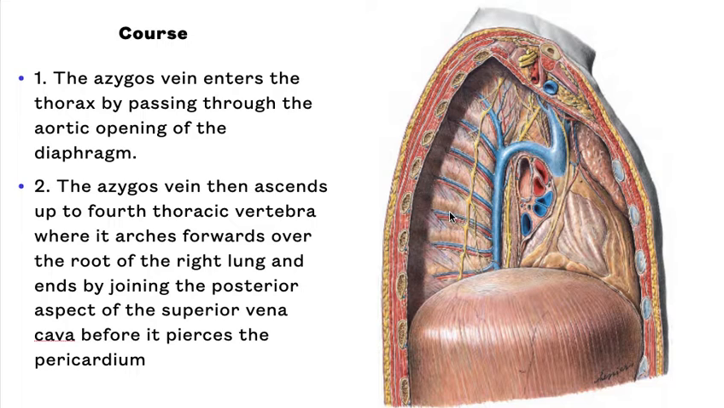Course: the azygos vein enters the thorax by passing through the aortic opening in the diaphragm. The azygos vein then ascends up to the fourth thoracic vertebra, where it arches forwards over the root of the right lung and ends by joining the posterior aspect of the superior vena cava before it pierces the pericardium.